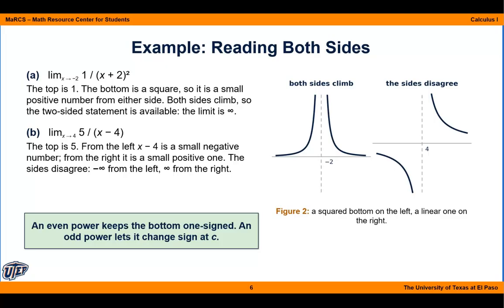In part B, the numerator is positive, but the denominator changes sign at 4. From the left, the denominator is negative, so the left-hand limit is negative infinity. From the right, the denominator is positive, so the right-hand limit is positive infinity. Because the sides disagree, the two-sided limit does not exist. An even power keeps the denominator the same sign on both sides. An odd power allows the sign to change.